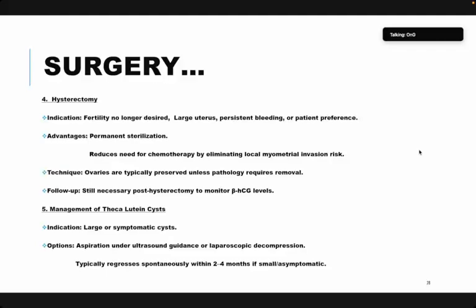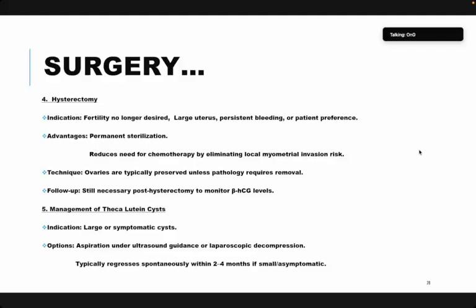Now, the role of surgery in these patients, obviously, it's patients who are no longer fertility desiring, patients who are having a uterus that is above 16 weeks. If they're having persistent bleeding, the advantage is that it offers permanent sterilization and it also reduces the need for chemotherapy. And then usually, because our patients are young patients, you spare the ovaries, you leave the ovaries behind, but you still need to follow up their beta HCG post operation.